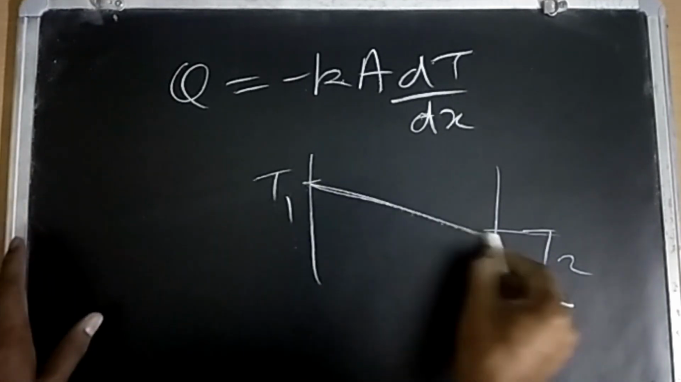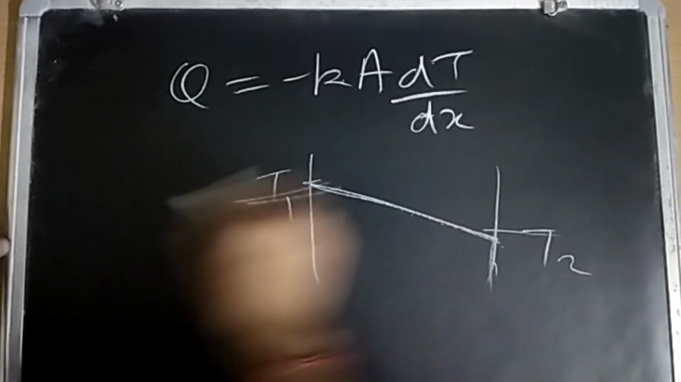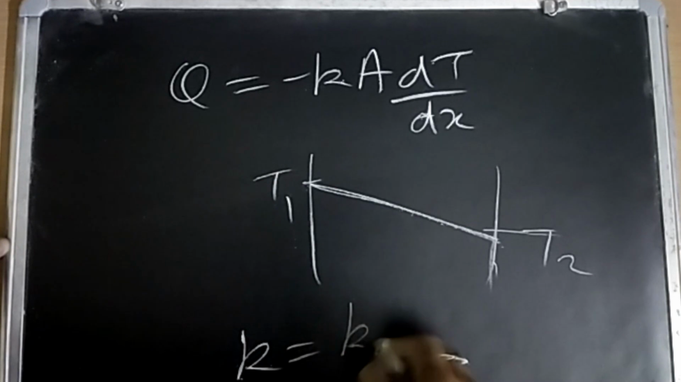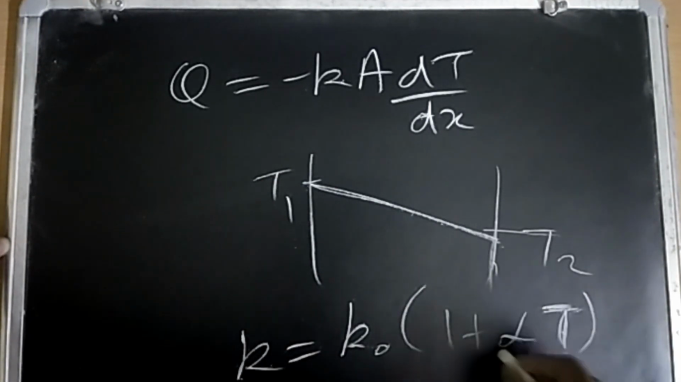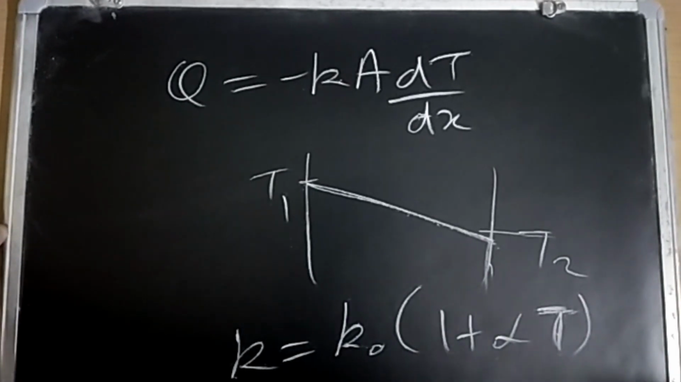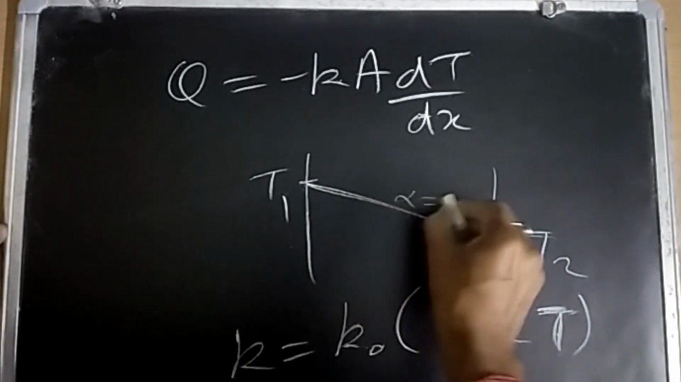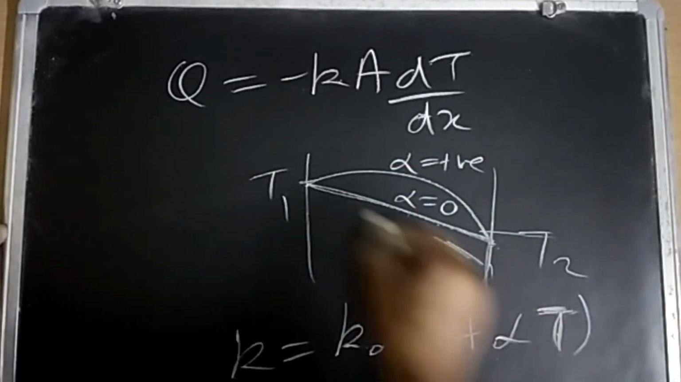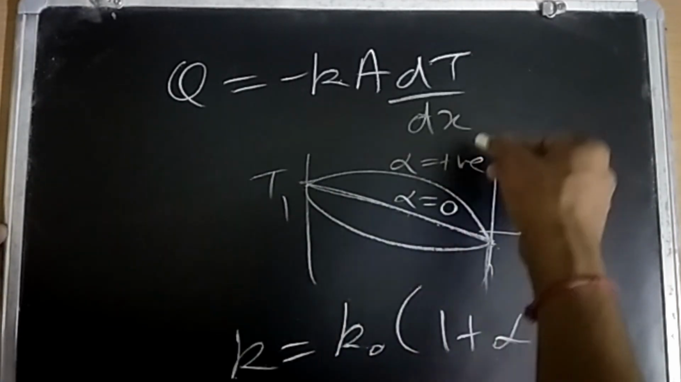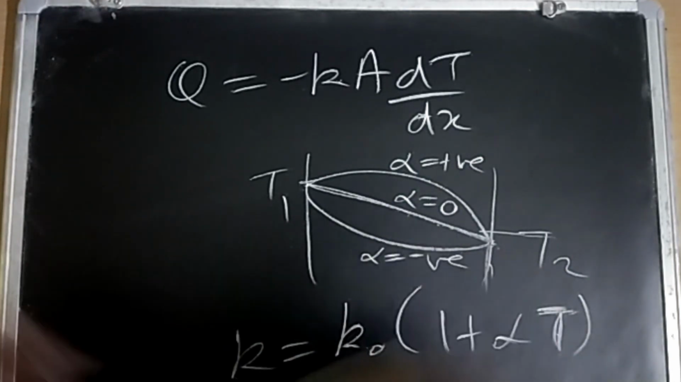We can say it would be a straight line if alpha, because k would depend on temperature as k0 (1 + alpha T) sometimes. So if this alpha is 0, that means our k is constant. If the line goes up, alpha is positive; when it goes down, alpha is negative. Up means positive, down means negative. This is a very important thing.